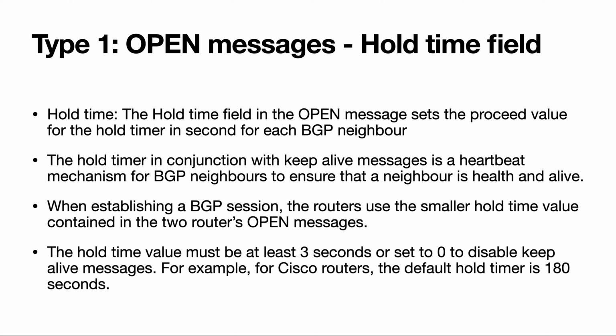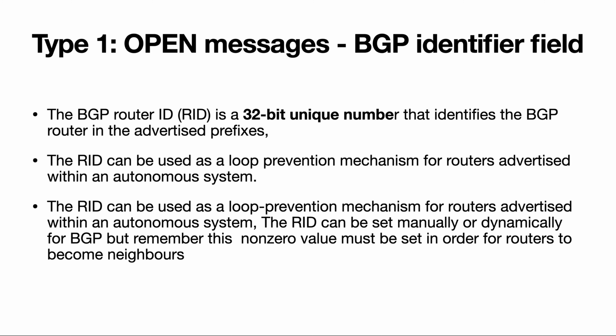Now, the hold time field in the Open message sets the proposed value for the hold time in seconds for each BGP neighbor. The hold time in conjunction with Keep alive messages is a heartbeat mechanism between BGP neighbors to ensure that the neighbor is healthy and active. Now, when establishing a BGP session, the routers use the smaller hold time value contained in the routers' Open messages. The hold time value must be at least 3 seconds or set to 0 to disable Keep alive messages. For example, Cisco routers have a default hold time of 180 seconds.